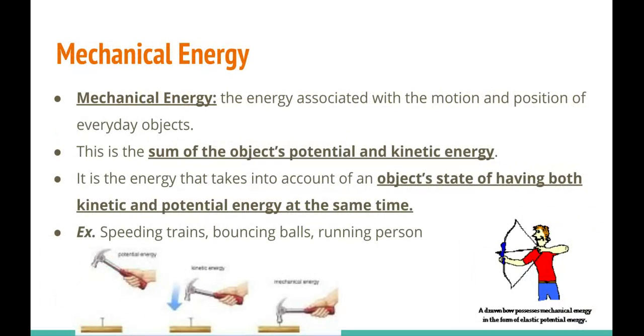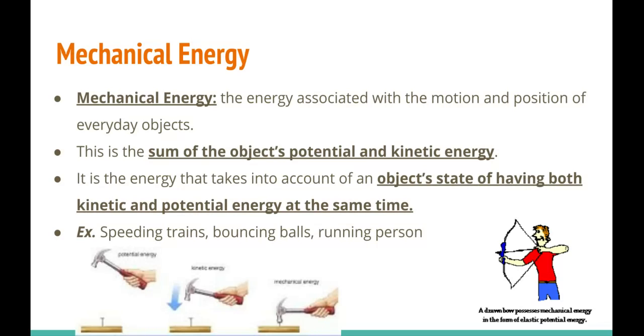Okay. Then there's mechanical energy. So mechanical energy is the energy associated with motion and position of everyday objects. So it's just to say that here's potential and kinetic energy, here's the sum, here's how we're going to transfer it into this action. Okay. So examples of this would be speeding trains, bouncing balls, a running person. It takes into account that at every single moment, these objects have both potential and kinetic energy at the same time and transfer to a particular kind of action.